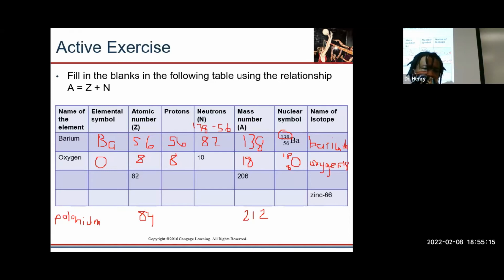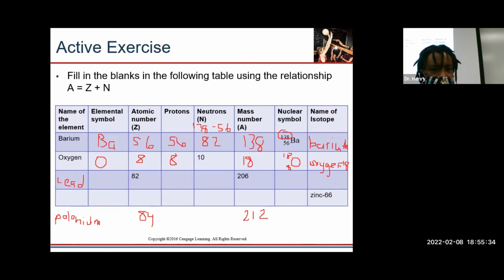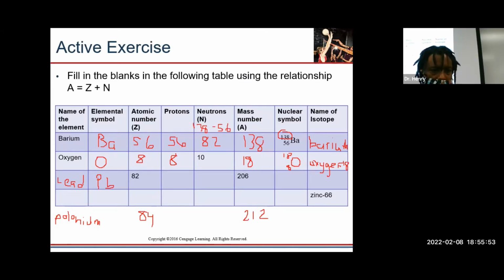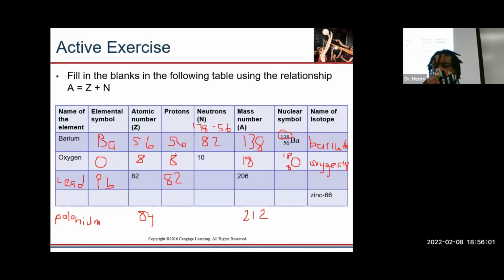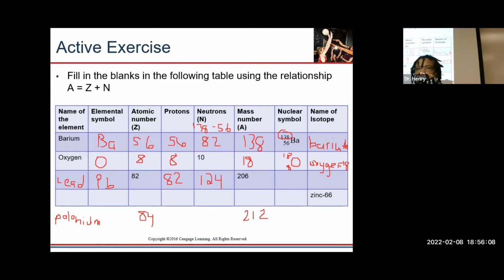The next one. So what element has an atomic number of 82? Lead. PB is the symbol. Number of protons, 82. Number of neutrons, 124. The nuclear symbol.